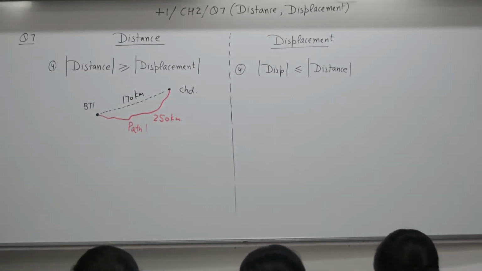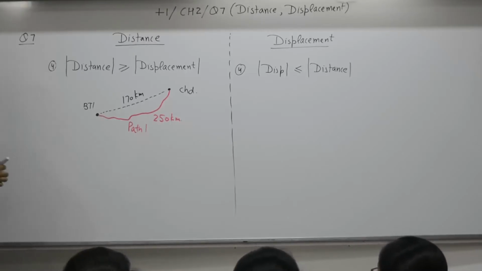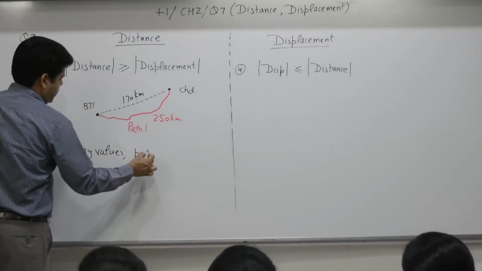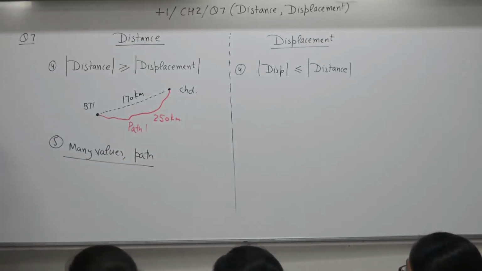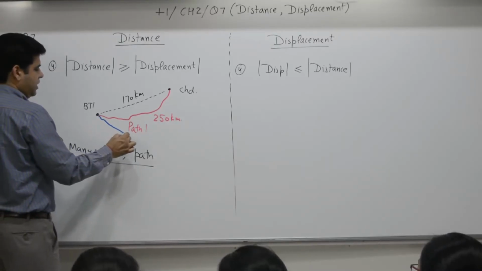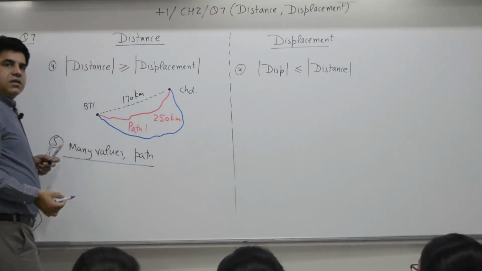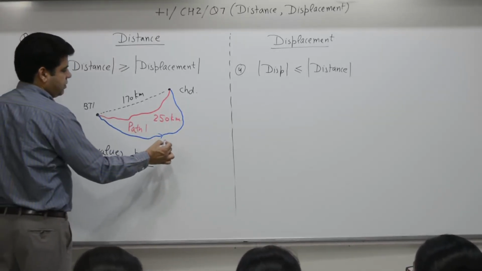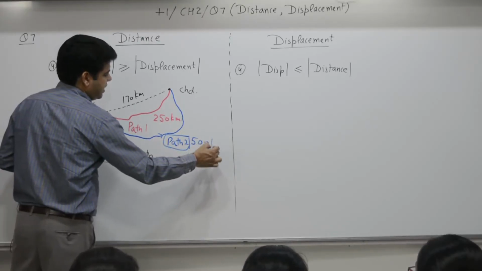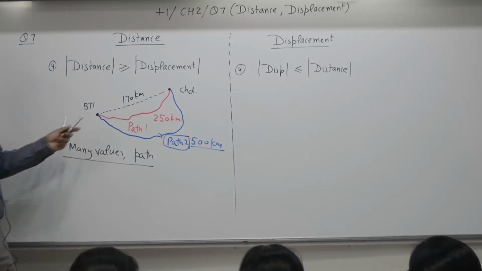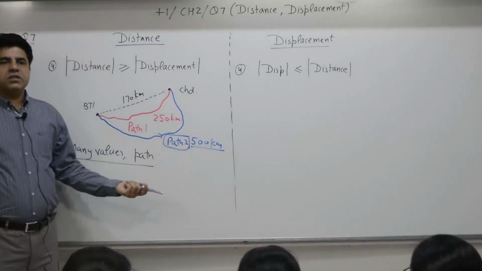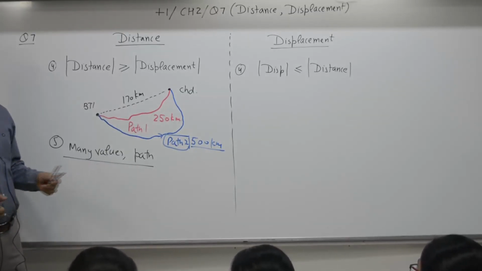Fifth, the distance covered by an object can have many values depending on the path followed. You travel by car from one place to the other, this red path. You take a longer route, you travel from Bhandra to Delhi, then you travel to Chandigarh. It's another possibility, am I right? Then it comes out to be path 2, approximately 500 kilometers. Displacement, same. Path 1, 250 kilometers, path 2, 500 kilometers. So distance can have many values.